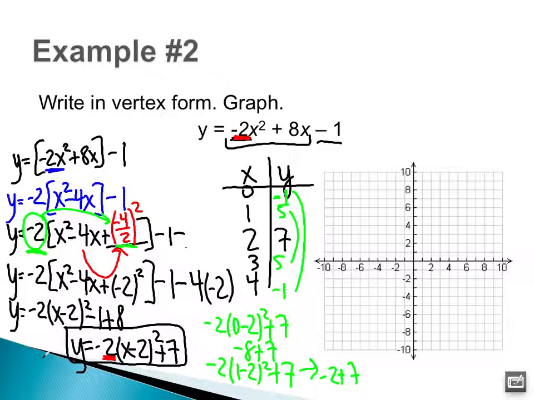Last step, let's graph this. So our vertex 2, 7 is up here. And then I have 1, 5, and 3, 5. I have 0, -1, and 4, -1. And then this is opening down, which we already talked about should be the case. So that looks good.